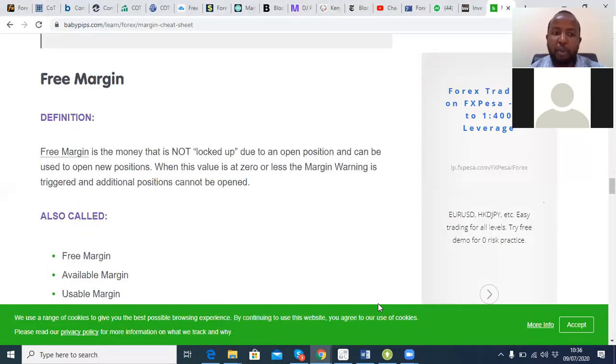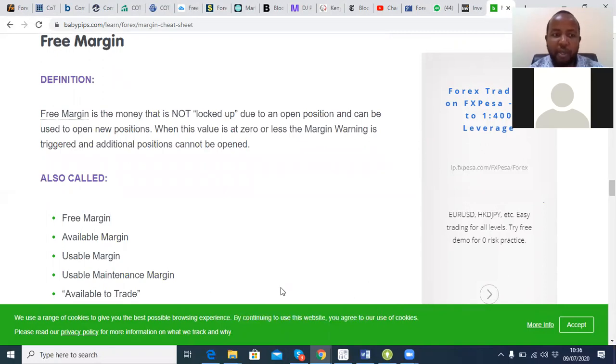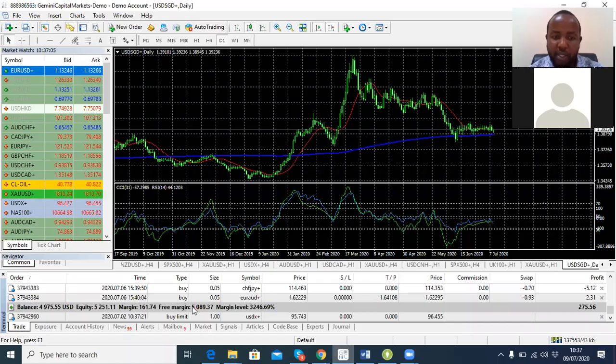Free margin is the amount that is not locked up. This one is free, as the word says. It is not locked up due to an open position and can be used to open new positions. So when this value is at 0 or less, the margin warning is triggered and additional positions cannot be opened. I need you to understand this, it is very important: when the value is at 0 or less, the margin warning is triggered and additional positions can't be opened. Free margin, you will always see it here. I think you can see my free margin is here, around 50, 90 something.